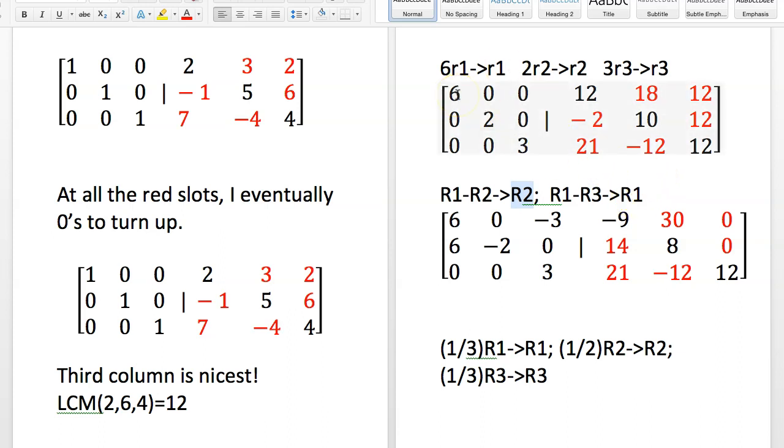Let's see. Now, row 1 minus row 3, 6 minus 0 doesn't change. So we're putting in row 1. Now, 0 minus 3 is neg 3. Neg 3 goes there. 12 minus 21 is neg 9, goes there. That's just collateral damage. 18 minus 12 is positive 30, goes there.